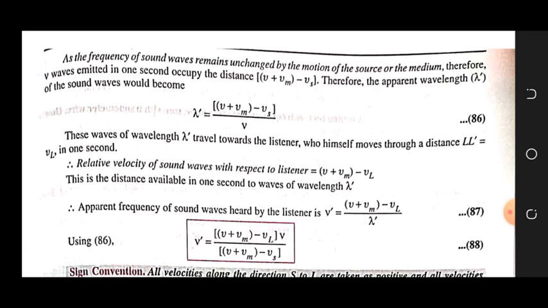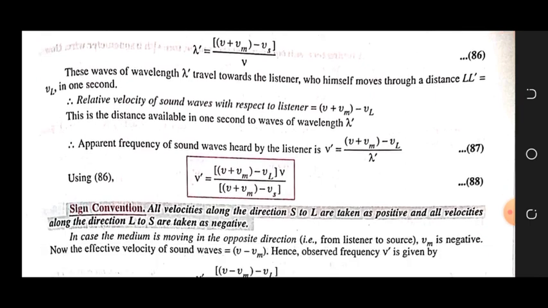So the relative velocity of the sound wave with respect to the listener will be v plus vm minus vL, because the distance will again decrease due to the motion of the listener. Now this is the distance available in 1 second to waves of wavelength lambda dash. So the apparent frequency heard by the listener is the relative velocity with respect to the listener upon the wavelength heard by the listener. So that is v plus vm minus vL upon lambda dash, and we have the value of lambda dash as v plus vm minus vs upon nu.